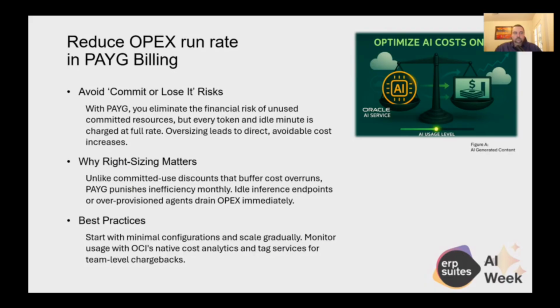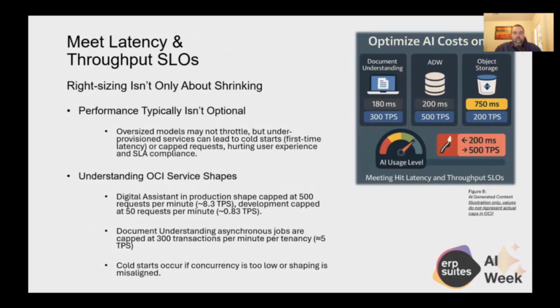So the next slide here, meet latency and throughput, SLOs or service level objectives. It's not just about shrinking what you have. It's about making sure that it's sized appropriately, that you don't have to have those midnight emergency alerts that, hey, performance is bad or the system is down, it can't function, but also that you're not sitting there being billed $100,000 a month for something that you only need $10,000 a month of service for, for instance.